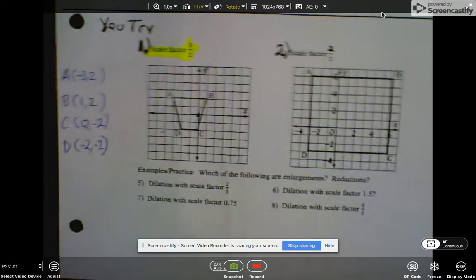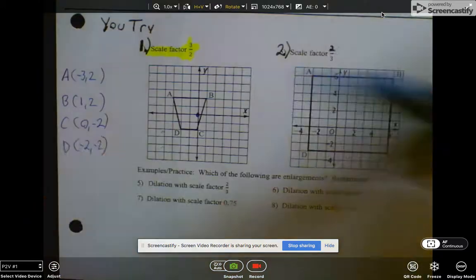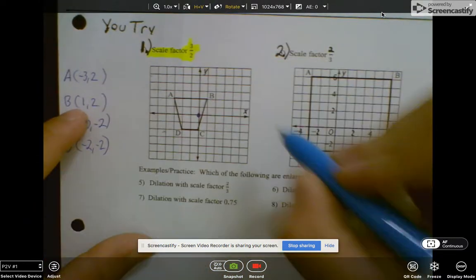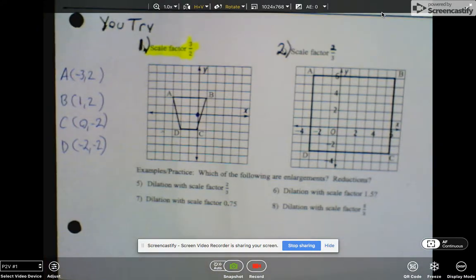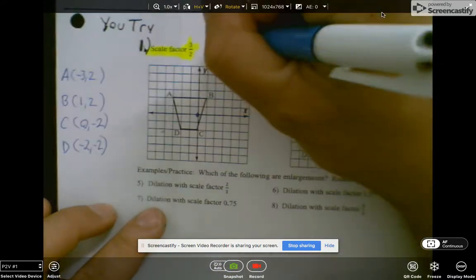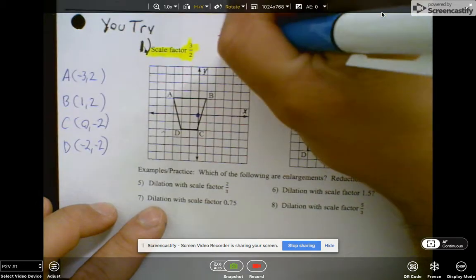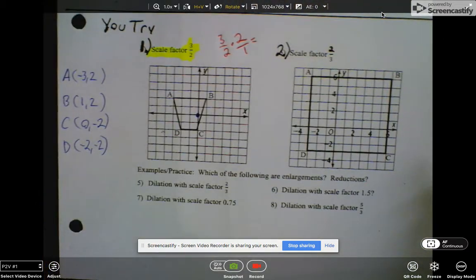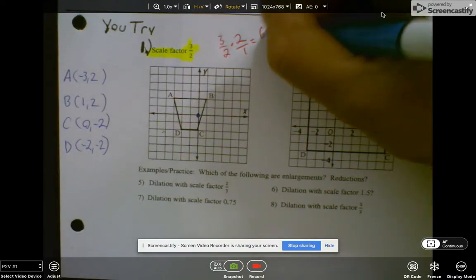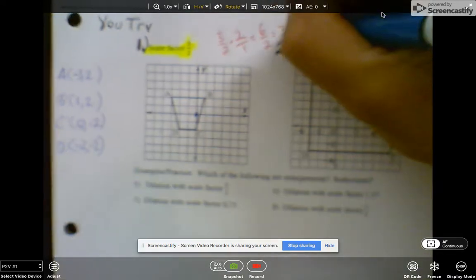Okay. All right. So, anyways, let's do that. So, basically, everyone copy this down. On the side here, I'm gonna go 3/2 times 2 over 1. And 3/2 times 2 over 1 comes out to 6 over 2, which is 3.